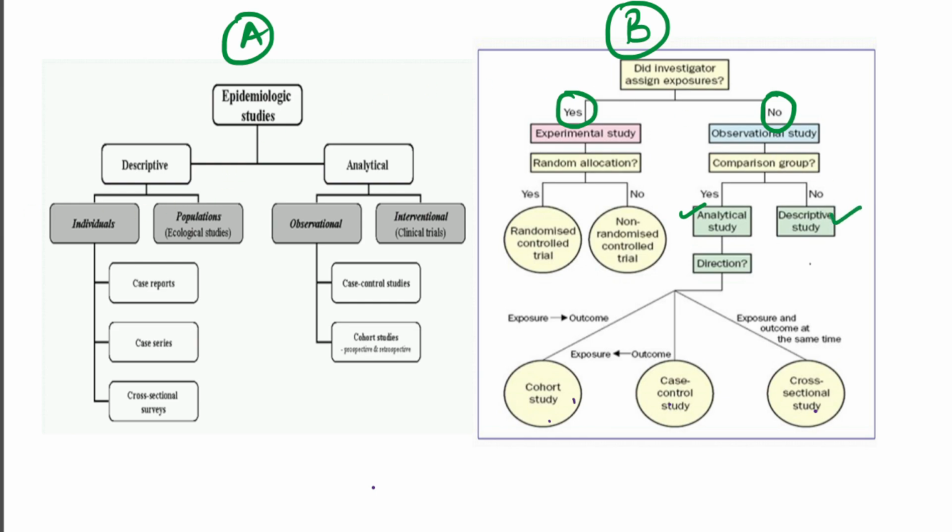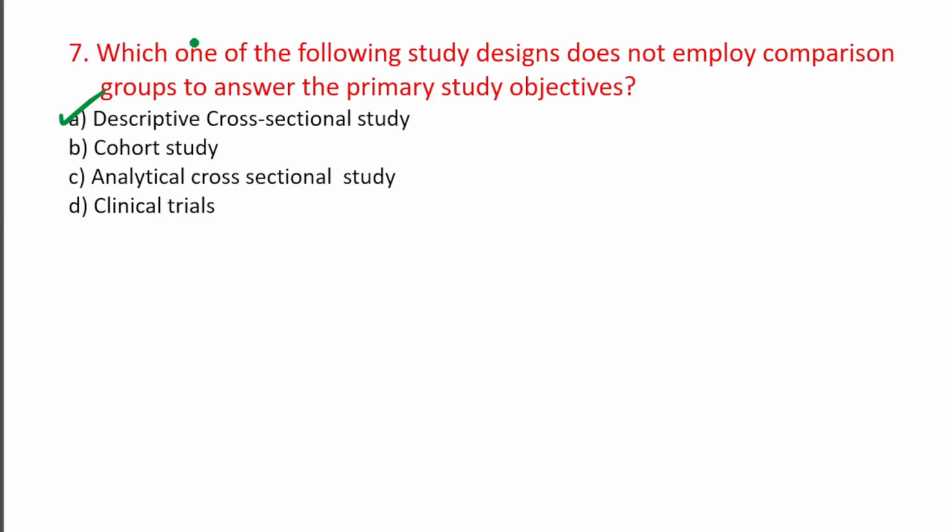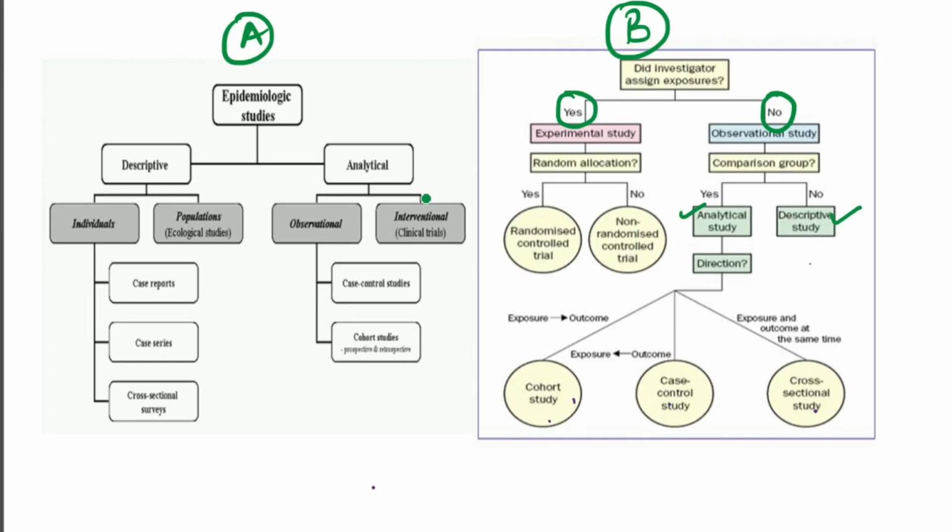So from our options, in this question they have asked which one of the following was the design which did not employ any comparison group. So descriptive type of cross-sectional study was the answer. So here we got our answer, descriptive type of cross-sectional study. Now let us see the other options, why they are not the answer.